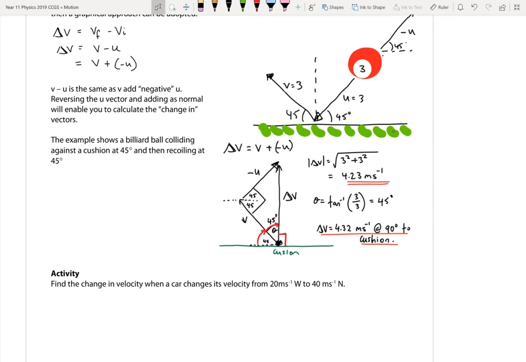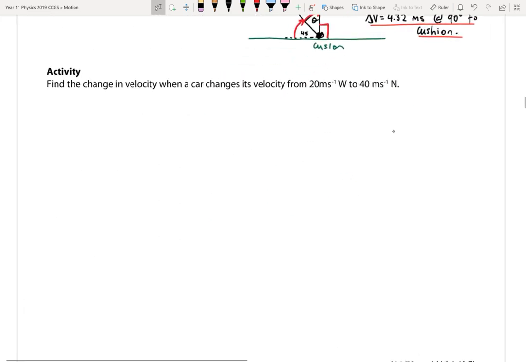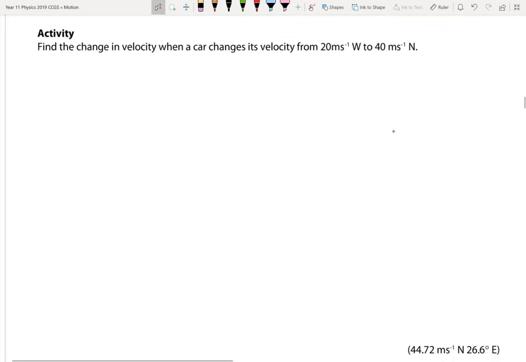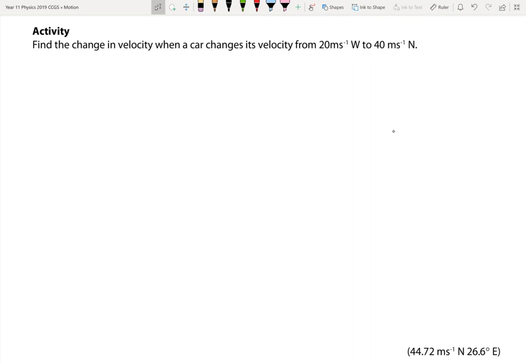Activity. All right, I want you guys to do this now. Let's figure out what the change in velocity of a car is. Let's not worry about how long it takes, or the shape of the corner or the road. Let's just say we started off travelling that way, and then we turned right, and then we travelled north. So, could you please draw your car, draw your final and initial, draw your negative U, add V to negative U.